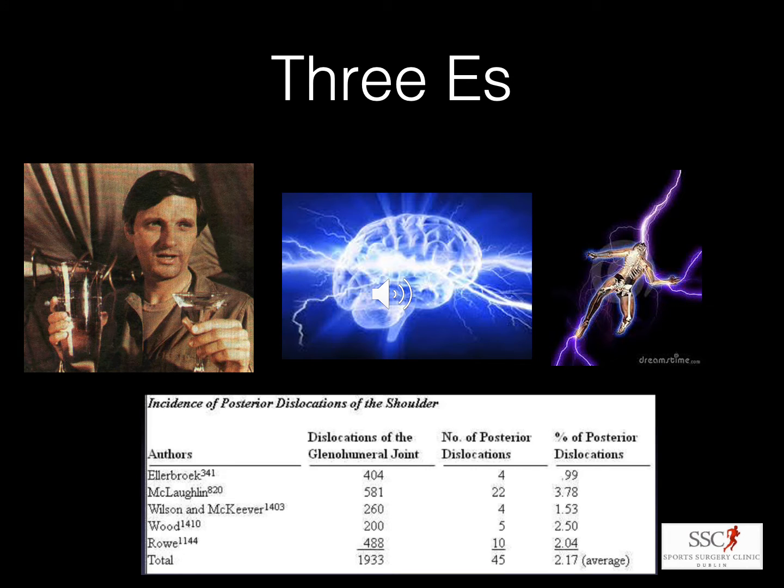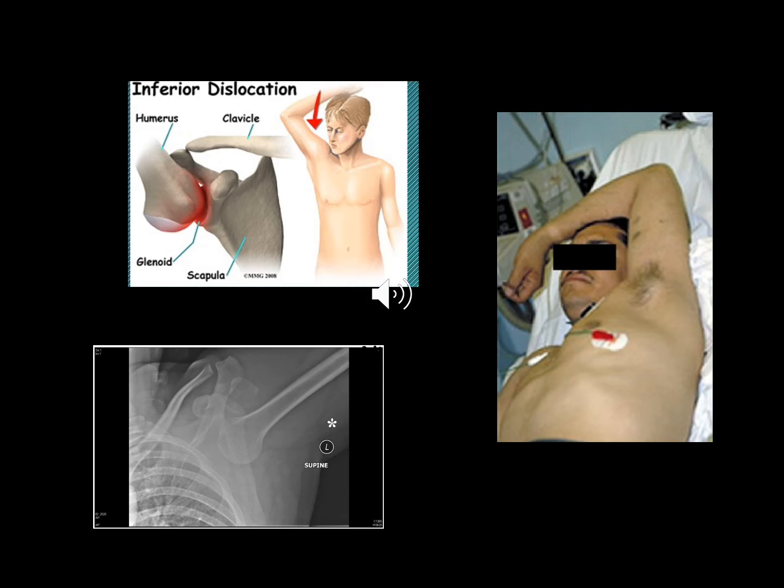Posterior instability is classically related to the 3 E's, i.e. ethanol, epilepsy, and electrocution. Luxatio erecta is an unusual and very striking presentation of inferior shoulder dislocation, where the patient presents with the arm overhead.